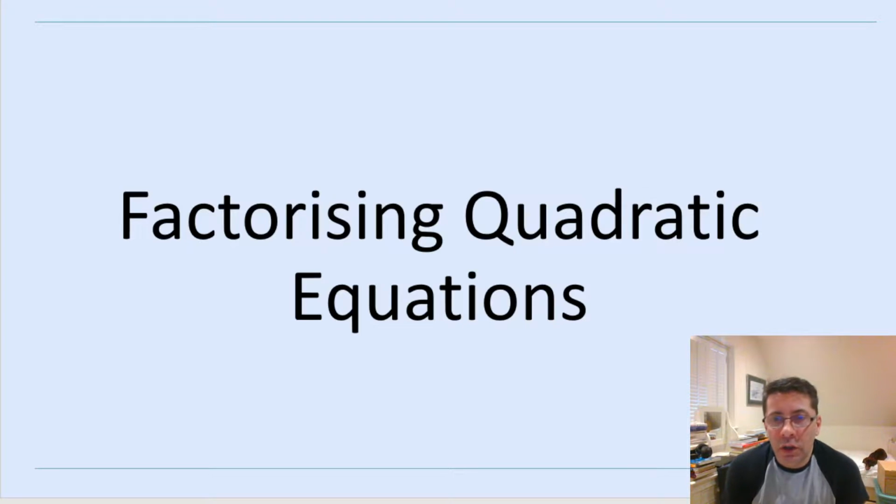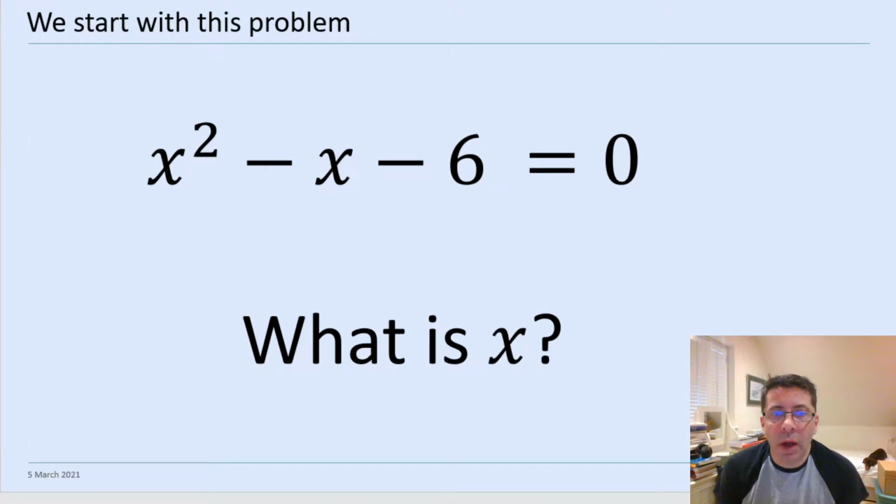Today, we're going to look at factorizing quadratic equations. So this is Algebra 3. Algebra 1 just looked at an introduction to algebra. Algebra 2 was simple equations or linear equations, and today it's quadratic equations. So quadratic equations look like this: x squared minus x minus 6 is 0.